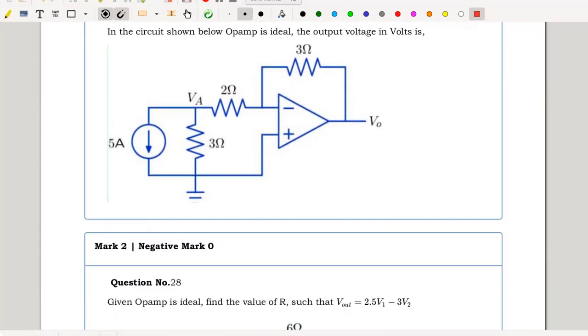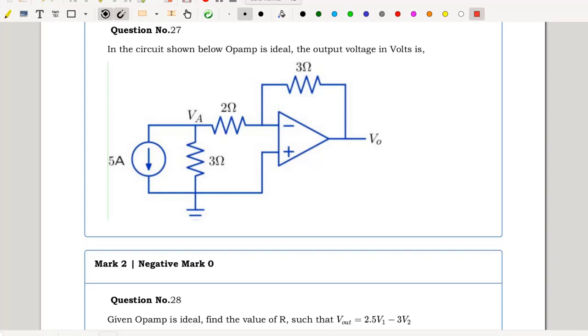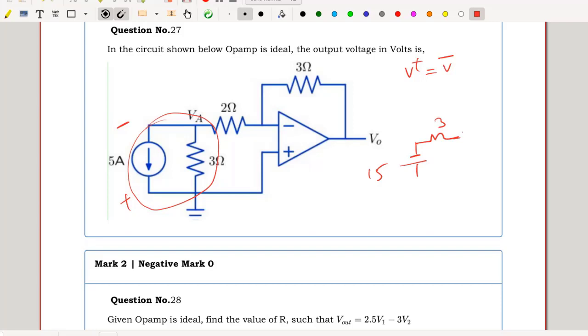Question number 27. In the circuit shown below, op-amp is ideal. The output voltage in volts is. Op-amp is connected in negative feedback mode, hence V plus equal to V minus is valid. I have a current source connected like this. Source transformation, this node will be positive, then this while transforming into the voltage source. So I have 15 in series with 3 in series with 2, followed by my op-amp circuit, negative, positive grounded, feedback resistance 3 ohms.